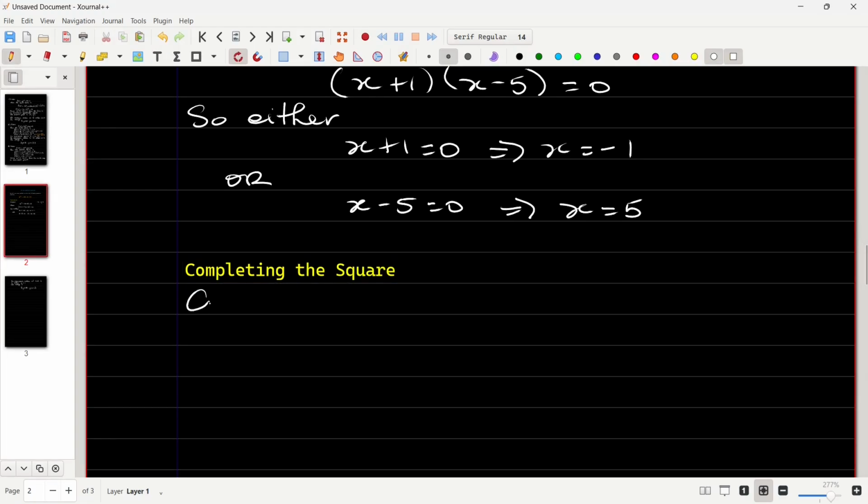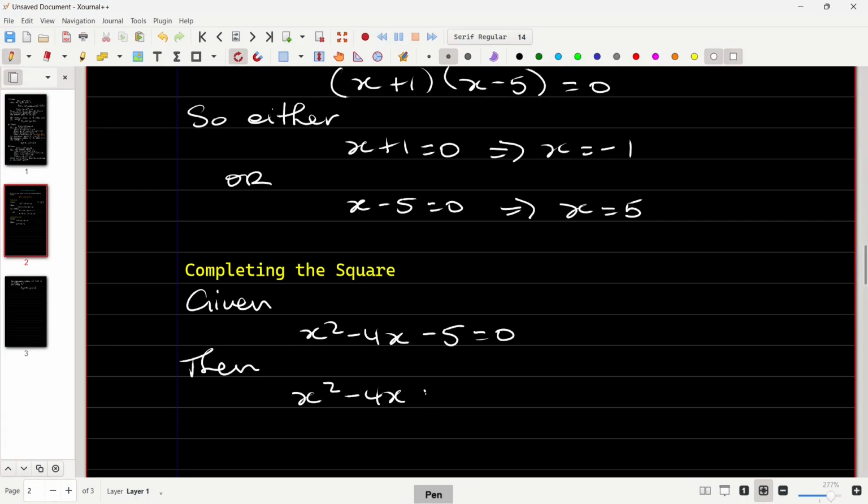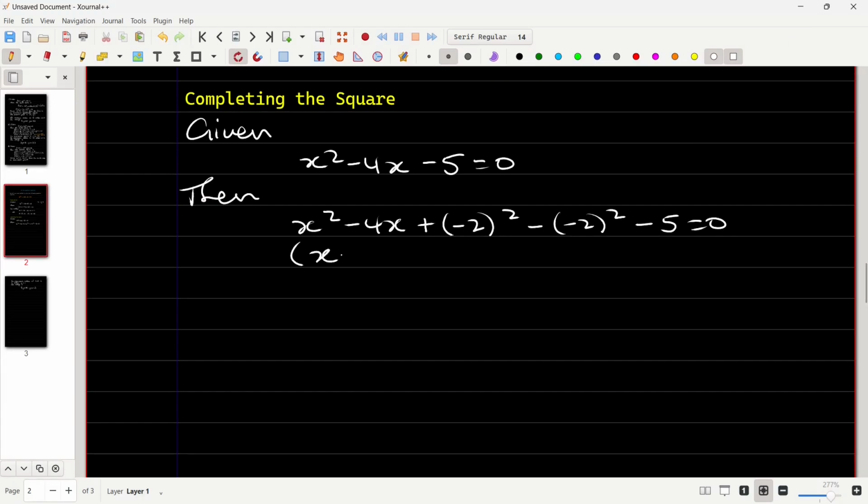So given that x squared minus 4x minus 5 is equal to 0, then we can separate this and say x squared minus 4x minus 5. You know what? Let me just do the half one time. So plus of negative 2 squared minus of negative 2 squared minus 5 equal to 0. All right, and then we simplify that. We're going to get here x minus 2 squared, and then this here is 4 minus 5, minus 9, equal to 0. And then all we have to do now is make x the subject of the formula.